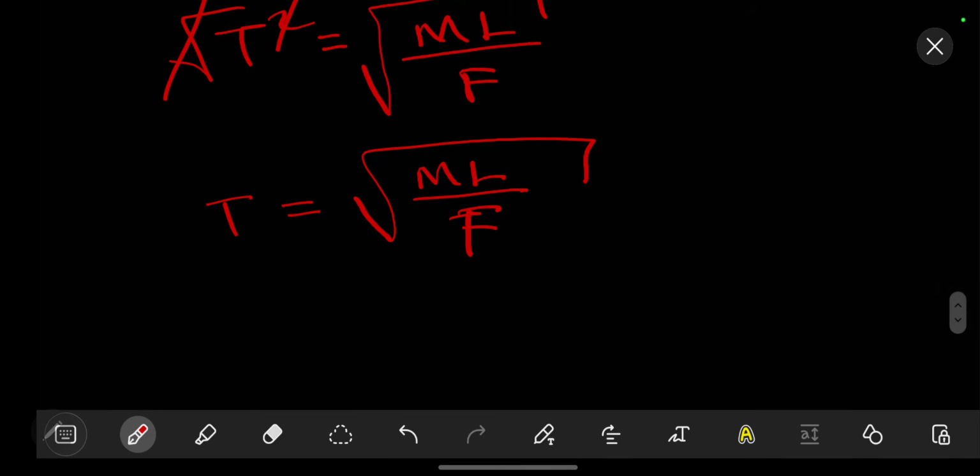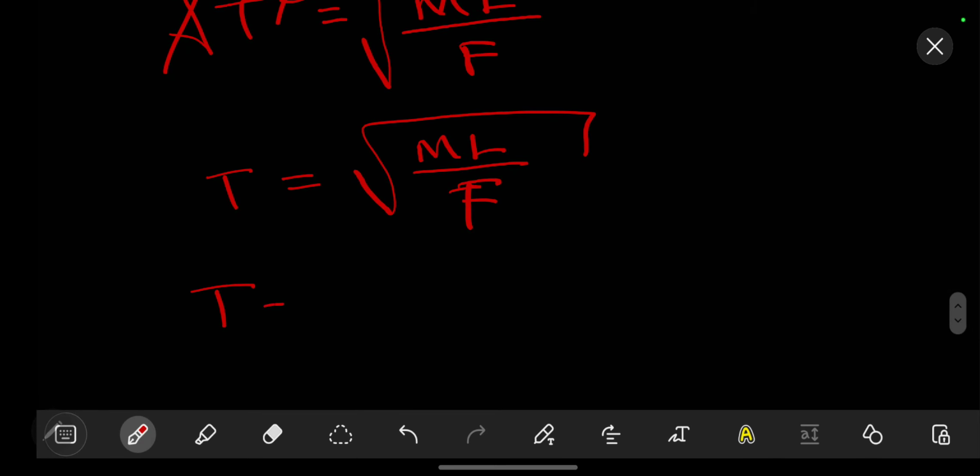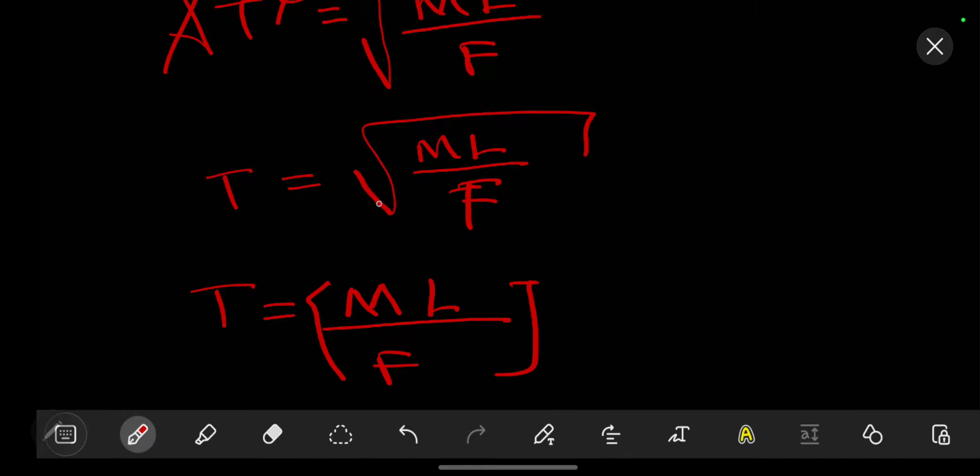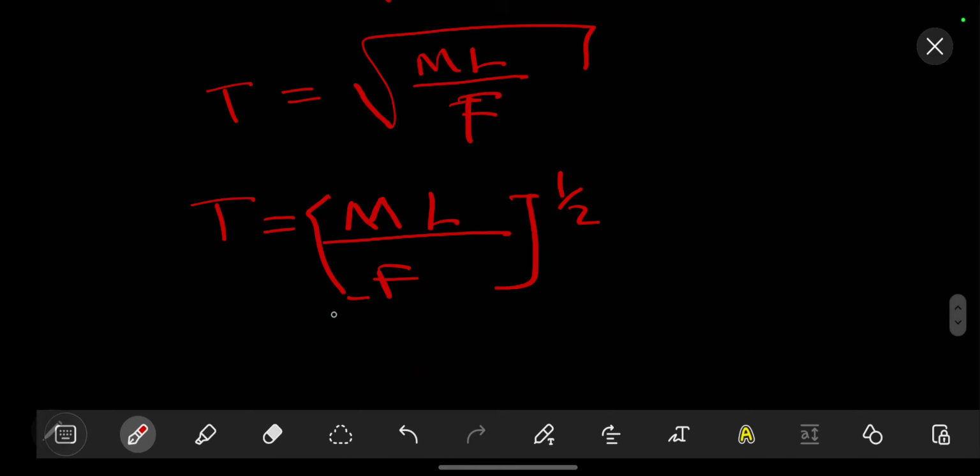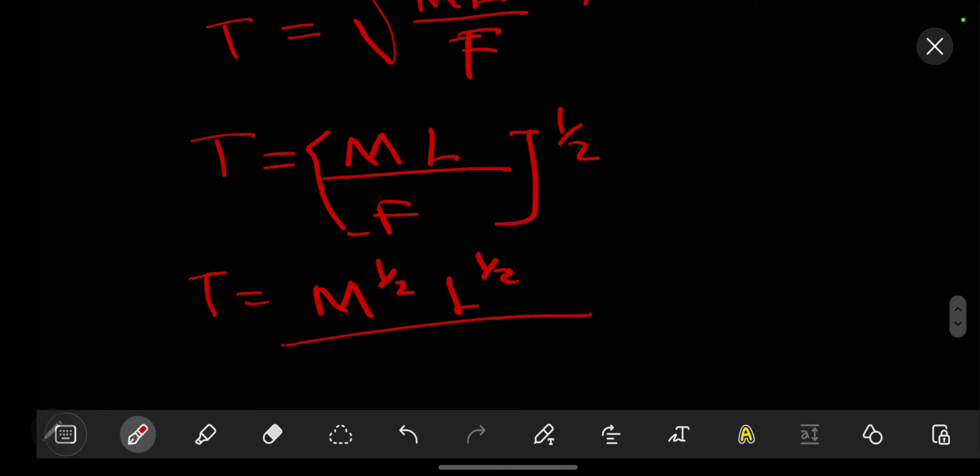Now this can be distributed. We must leave them in terms of exponentials. So it will be ml over the force, like that. Then raise this to the power. Since the square root also means half, we can now say our t should be equal to m to the power of half, then we have L to the power of half over our F to the power of half.